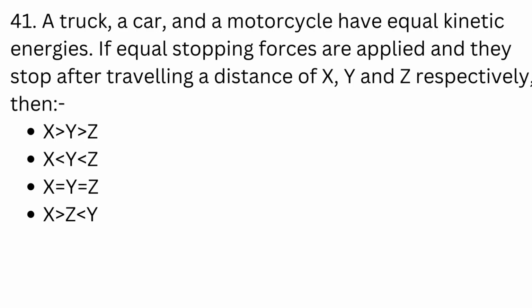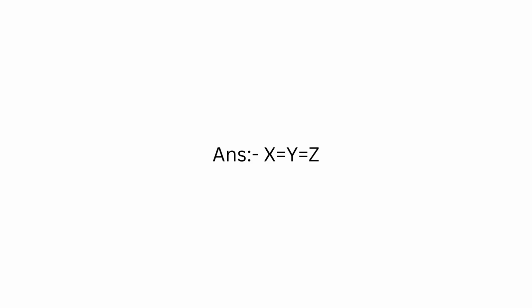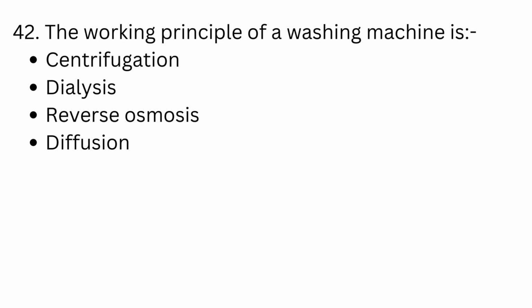Next question is, a truck, a car, and a motorcycle have equal kinetic energies. If equal stopping forces are applied and they stop after traveling a distance of x, y, z respectively, then options are x is greater than y is greater than z, or x is less than y is less than z, or x equal to y equal to z, or x greater than z but less than y. And the answer is x equal to y equal to z. That is, all the distances are same. Next question is, the working principle of a washing machine is, options are centrifugation, dialysis, reverse osmosis, and diffusion.